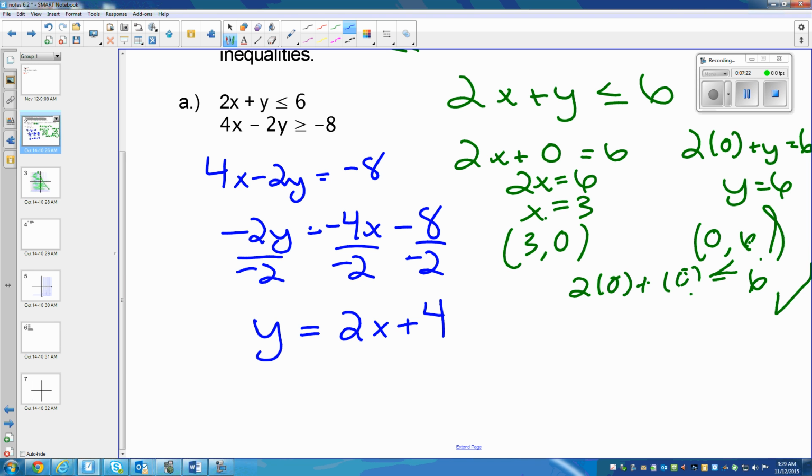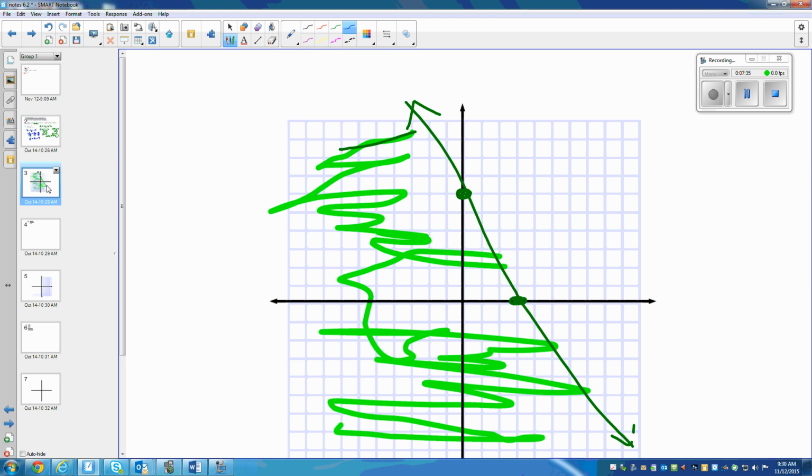I get the y-intercept and I get the slope. So which one's my y-intercept? 4. So 0, comma 4 is my y-intercept, and my slope is 2. So 0, comma 4, 1, 2, 3, 4 is right here, and my slope is 2. What does that mean? Rise over run. So up 2 over 1, right? Up 2 over 1, or if I go down 2, I have to go back 1, right? And we get this nice line.